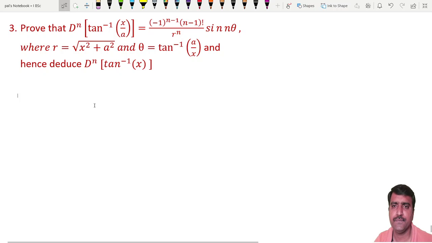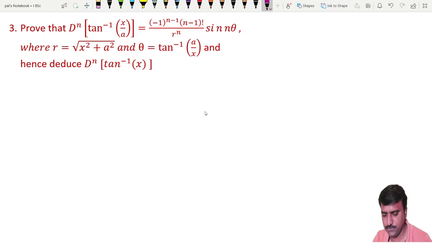The corresponding values of r and theta are: r is square root of x square plus a square, and theta is tan inverse of a by x. And also by using that we need to find the nth differentiation of tan inverse of x. Yes, let us take this function, tan inverse of x, as y.